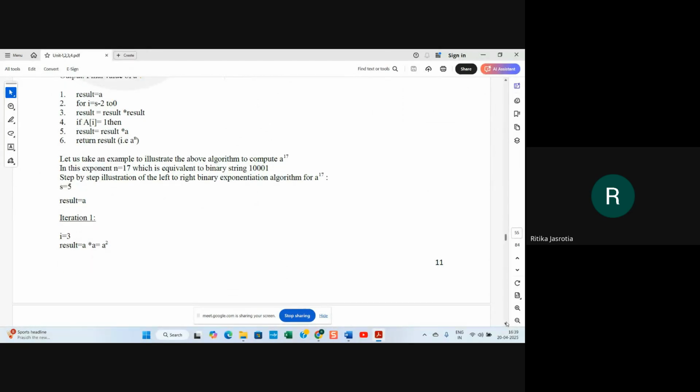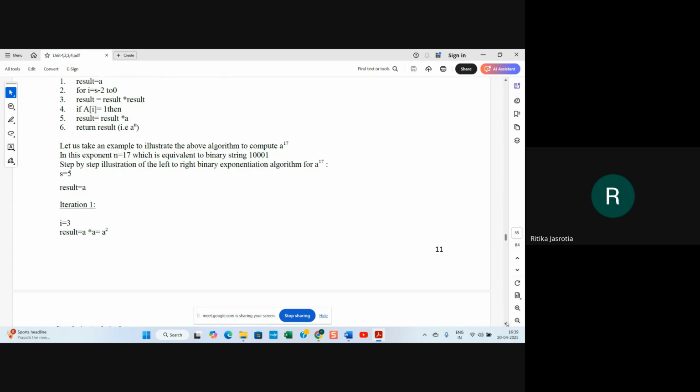Let us take an example to illustrate the above algorithm to compute A to the power 17. In this exponent, n is equal to 17, which is equal to binary number 10001. So, step-by-step illustration of the left to right binary exponentiation algorithm for A to the power 17. S is equal to 5. Iteration 1, I is equal to 3.